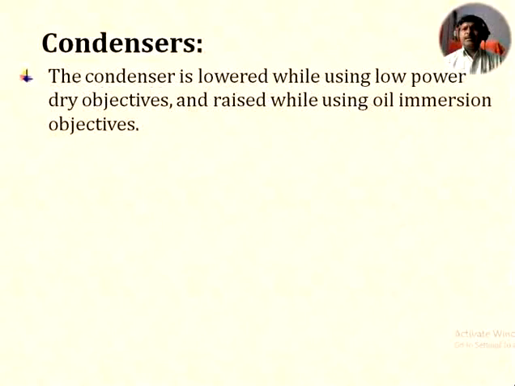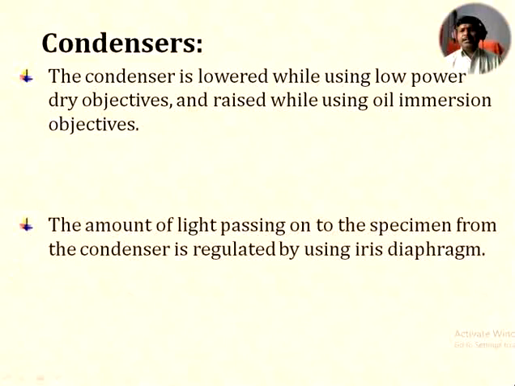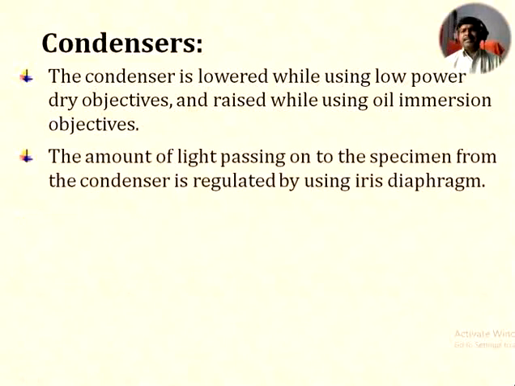Okay, that means we have to increase the light, and that's why the condenser is used at different times for different purposes. That means when low light is needed, it is lowered, and if more light is necessary, at that time the condenser is raised. The amount of light passing on to the specimen from the condenser is regulated by the iris diaphragm.